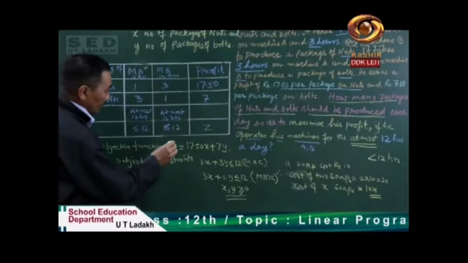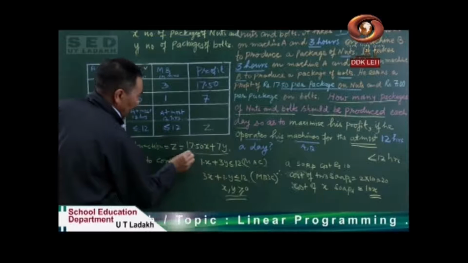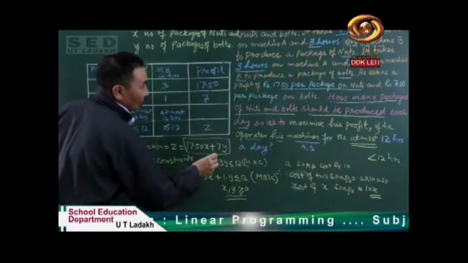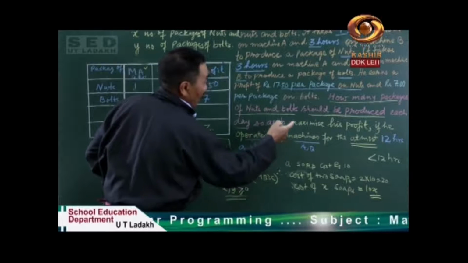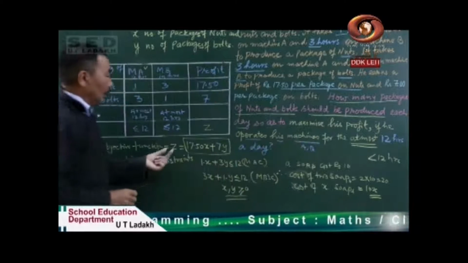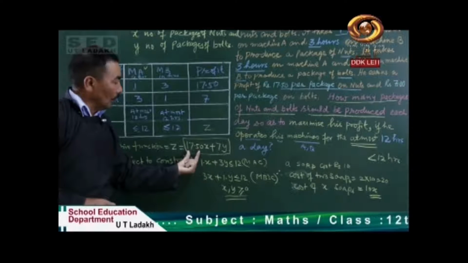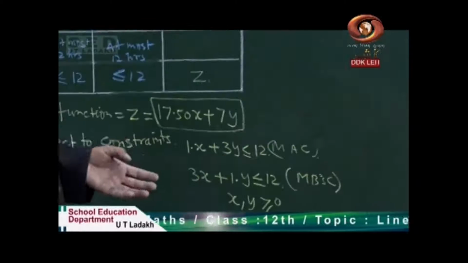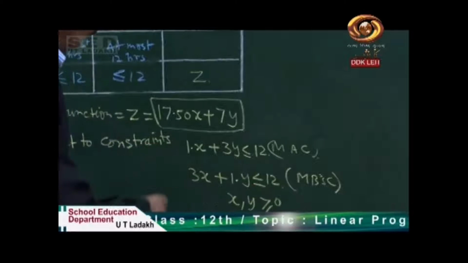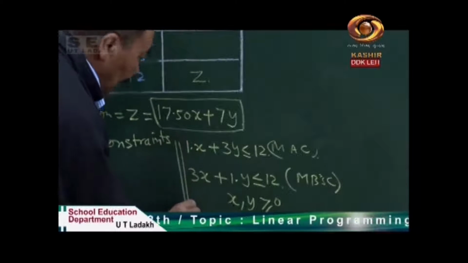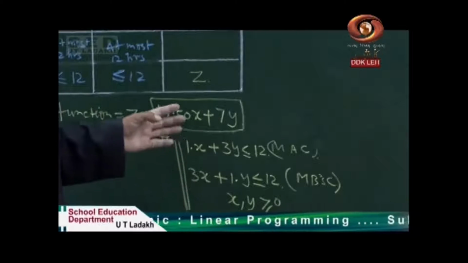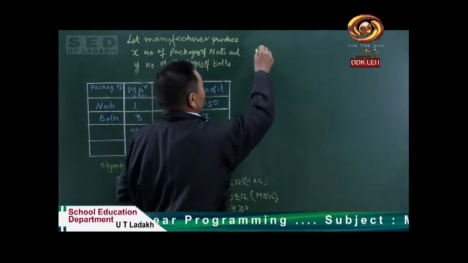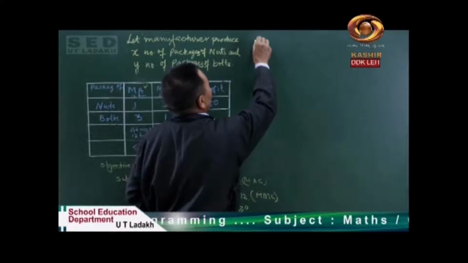Now the objective function is something we have to maximize. We have to maximize his profit. We have to find the maximum profit of this function by using the constraints you have already seen. So I will solve these inequations. I have to find the feasible region, so I'll make it in a tabular form.